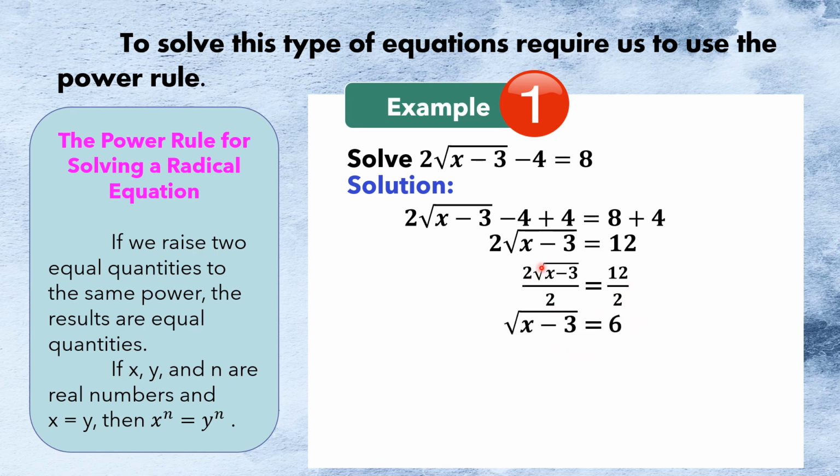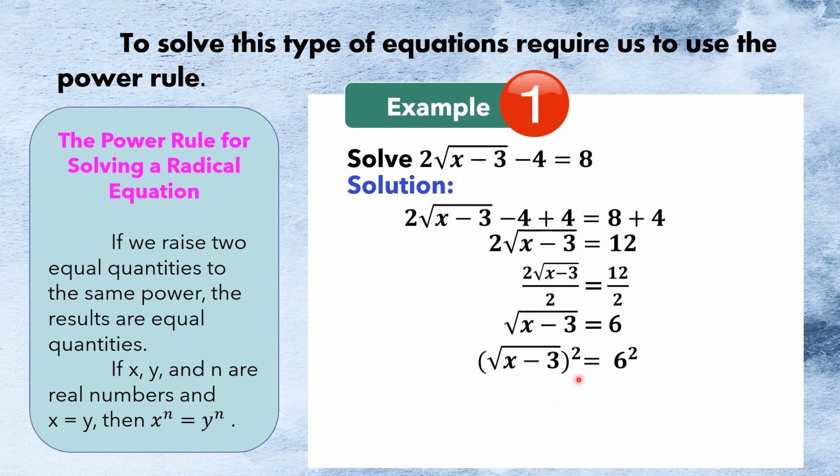Next, syempre, cancel out tong 2. May iwan na lang po si square root of x minus 3. Then, 12 divided by 2 is equal to 6. Next. Okay, applying the power rule for solving a radical equation. So, kung mapapansin ninyo, yung nasa left side natin, ni-raise natin sa 2. So, since ni-raise natin sa 2, yung kabila din, ni-raise din po natin sa 2. Dito po nanggaling yan, sa power rule for solving a radical equation.